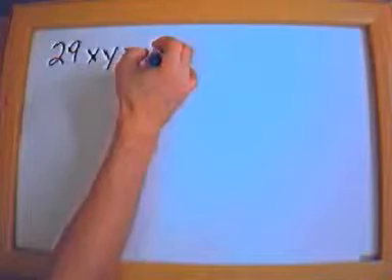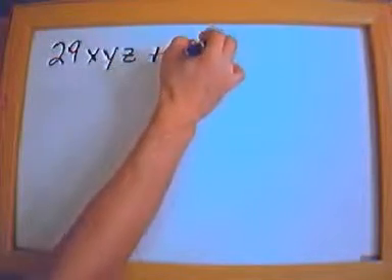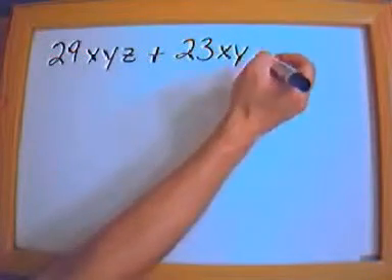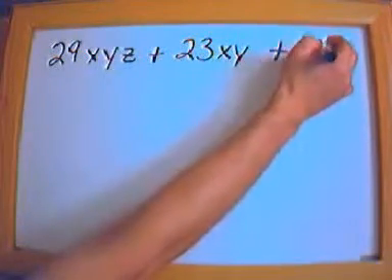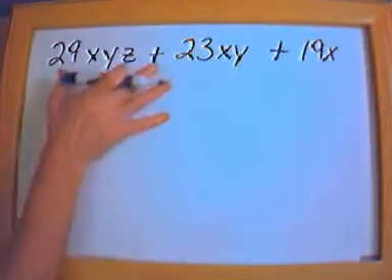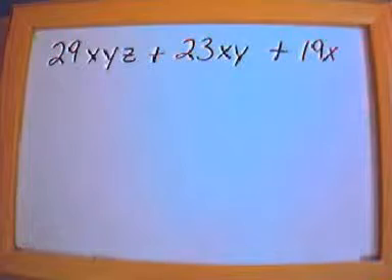And there's one final type of problem I want to do in this section to explain some terminology, and that's the following. Consider this kind of algebraic expression. What if we have 29 times xyz plus 23 times xy plus 19x. This is an expression. It's a group of terms. There are 3 terms. Here's a term, here's a term, and here's a term.